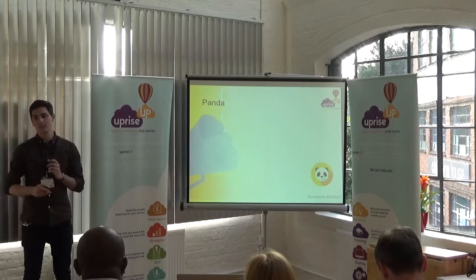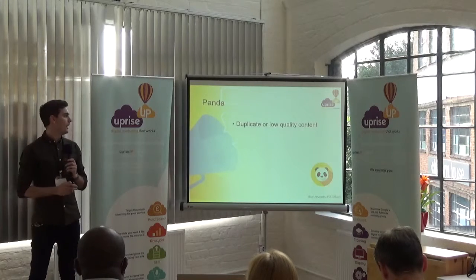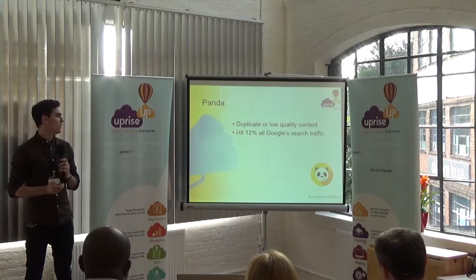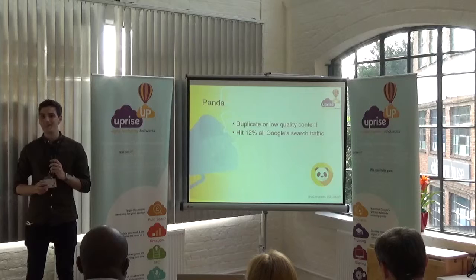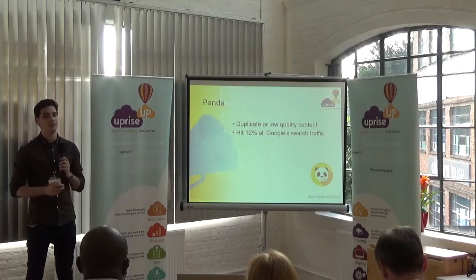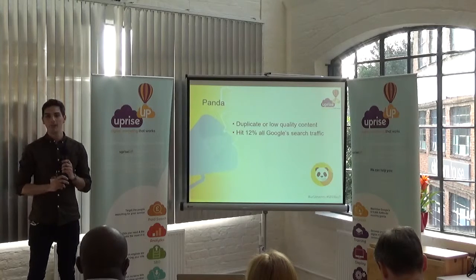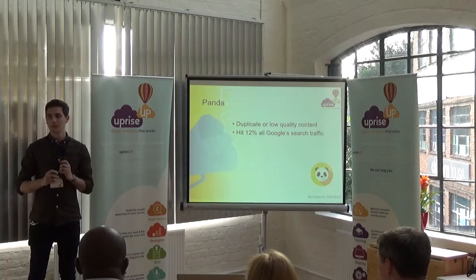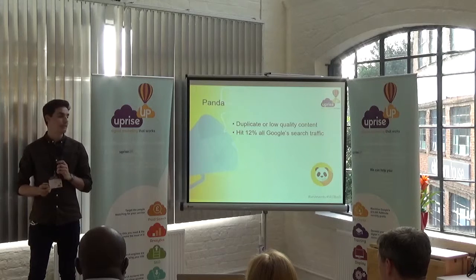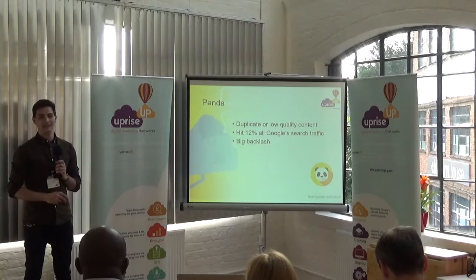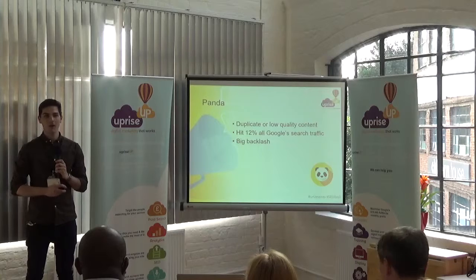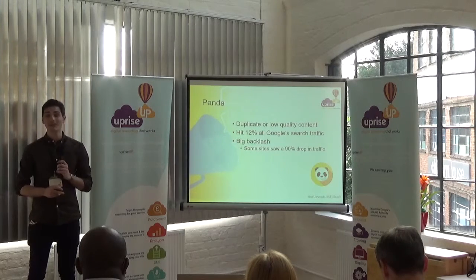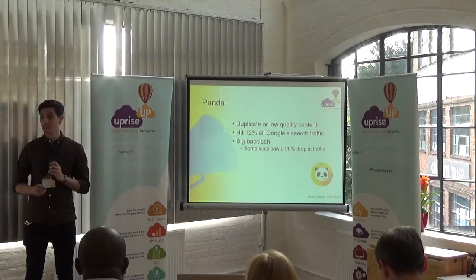So Panda, this is the one that is most important to content. And this specifically looked at duplicate or low quality content. When it rolled out in 2011, it had a massive impact. It hit 12% of all of Google's search traffic. If you think in 2011 there were 1.1 billion Google searches, so 12% of those affected is an absolutely massive number. That had a big backlash, because that's 132 million searches that have been affected. And some sites even saw a 90% drop in traffic, which is absolutely huge.